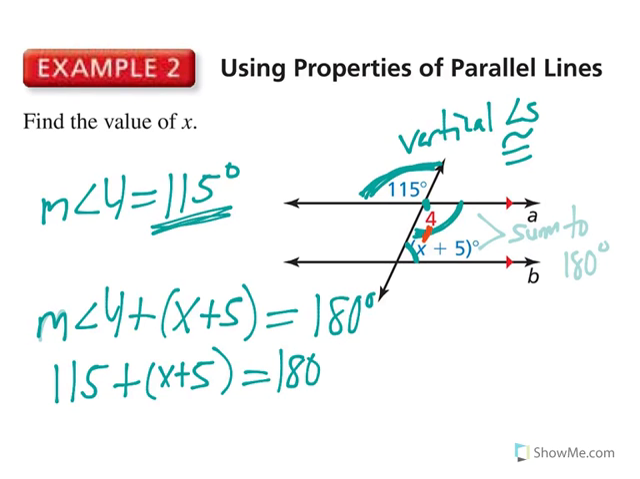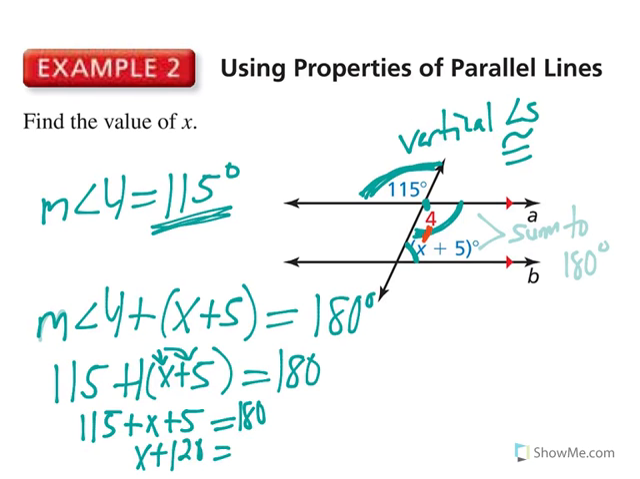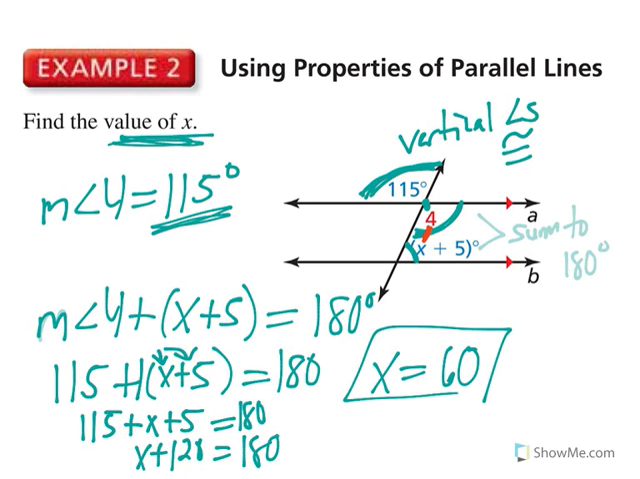I can get rid of my parentheses by distributing. There's only an invisible 1 here in front of it. So when I distribute that 1, it doesn't change anything. So I still get 115 plus x plus 5. I combine my like terms, keep solving, so I get x plus 120 equals 180. To get x by itself, I would subtract, so I end up getting x is equal to 60. I was just told to find the value of x. That's what I've gotten, so I'm done.